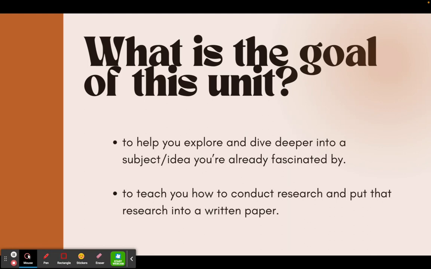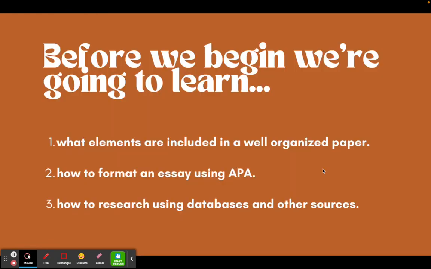And then it's also going to give us the time and space to learn how to conduct research and how to put that into a written paper form. So before we actually start writing, the things that we're going to be doing this week and next week is learning about the elements included in a well-organized paper, which will happen through our writer's workshop notes. We're going to learn how to format an essay using APA format. And then with the help of Ms. Bazzizo, we are going to learn how to research and how to use databases and other sources to do so.